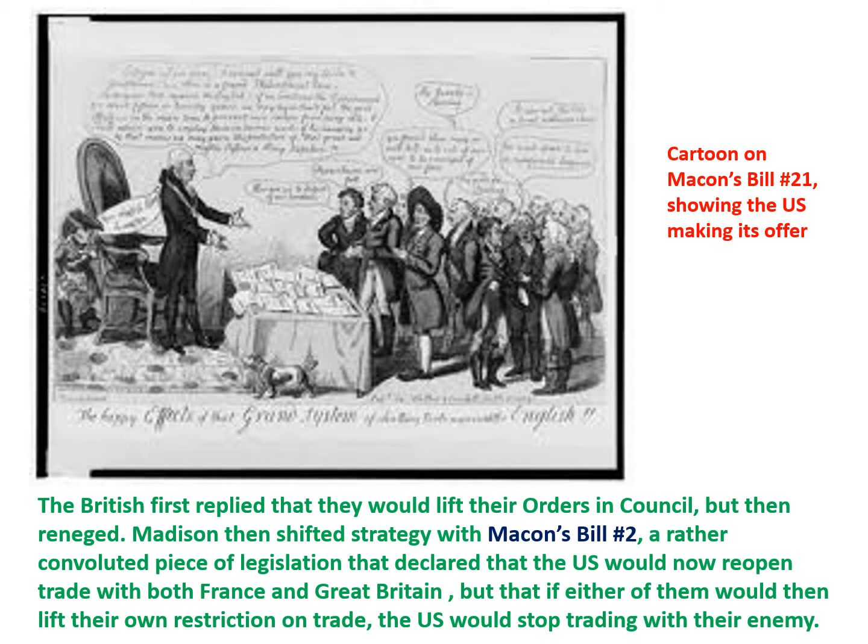Madison, therefore, then shifted strategy. He supported Macon's Bill No. 2, again a rather convoluted piece of legislation that declared that the United States would now reopen trade with both France and Great Britain, but if either of them would then lift their own restrictions on trade, the U.S. would stop trading with their enemies. So Madison was coming at the same problem from a different angle.